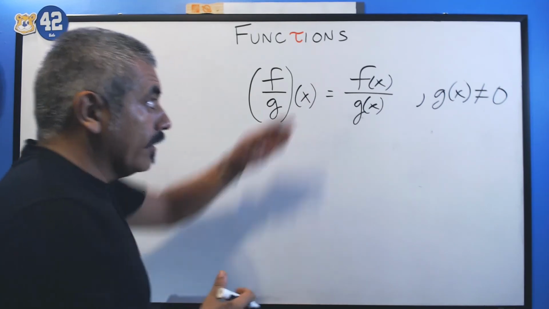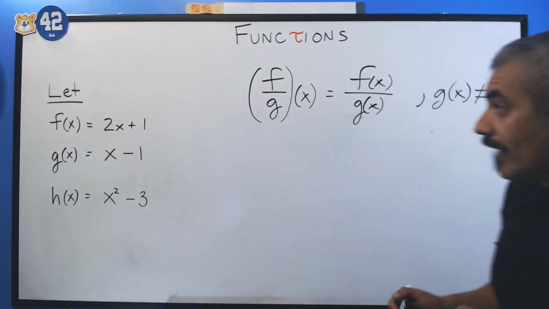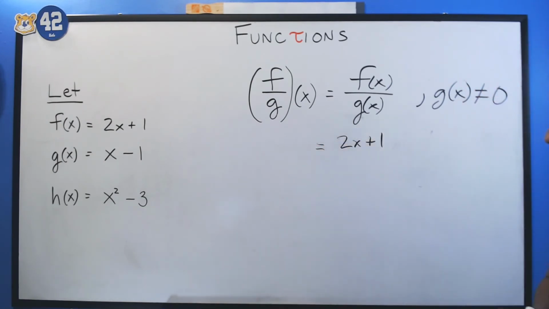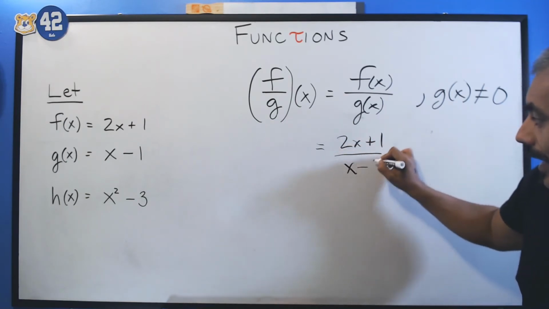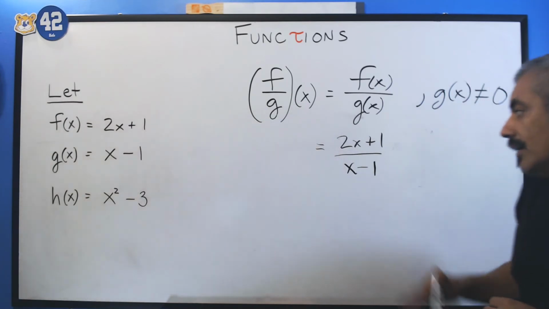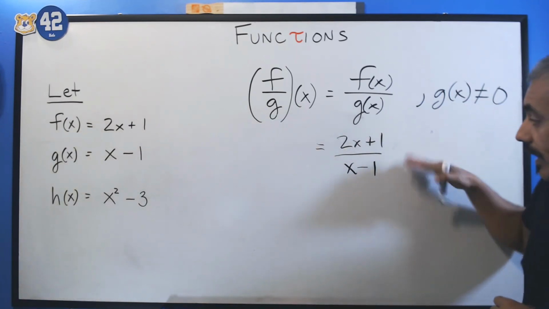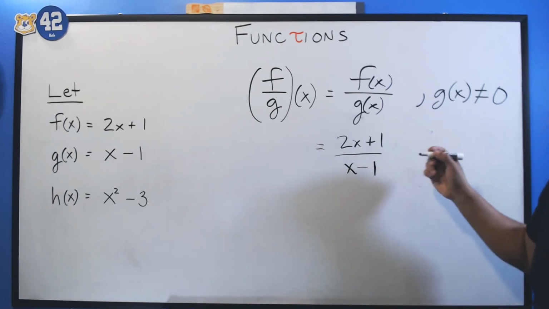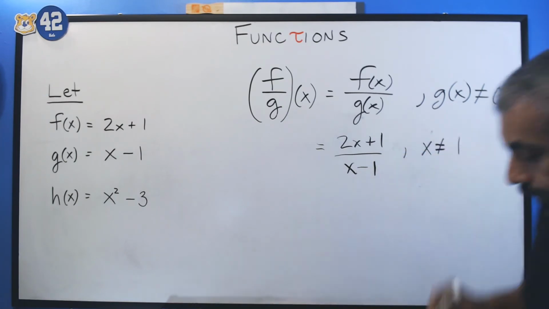And now let's take a look at what f of x over g of x are. So we have f of x, which is equal to 2x plus 1, and we have g of x, which is x minus 1. And we're done. But the only thing we have to make sure here is that we include this restriction. Since g of x cannot be 0, we need to say which value we're excluding. So we need to say x cannot be 1.